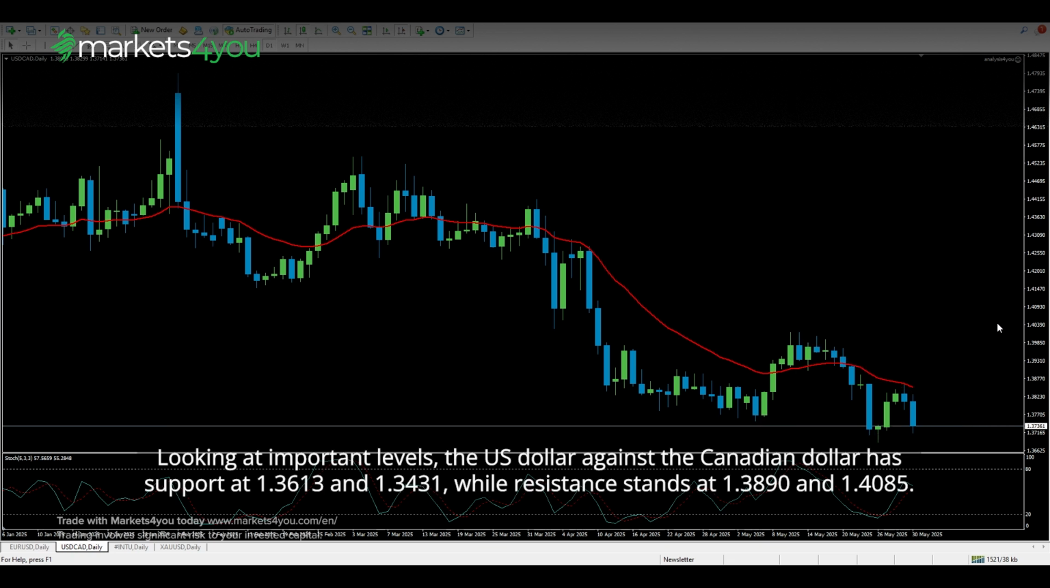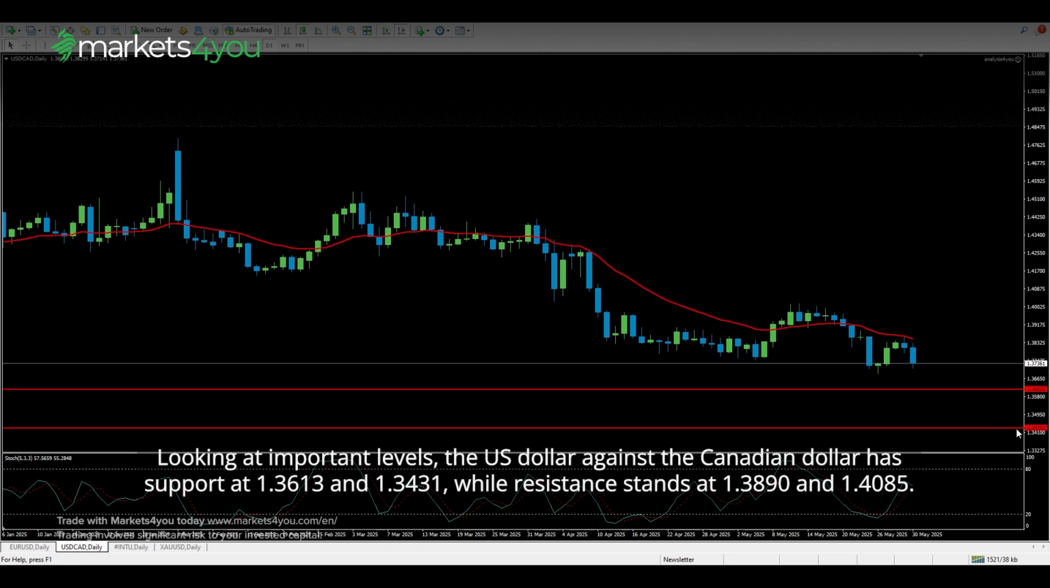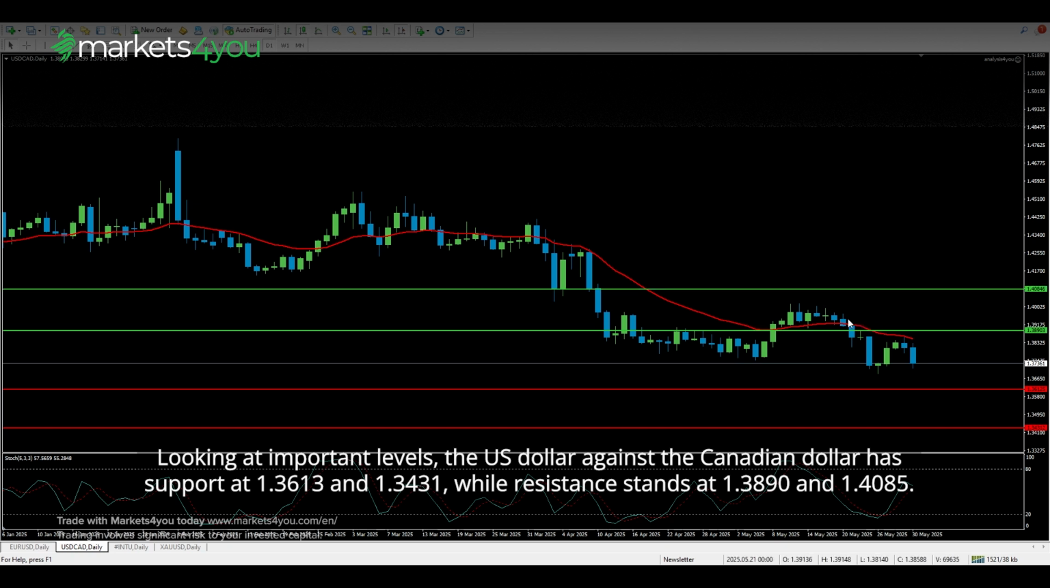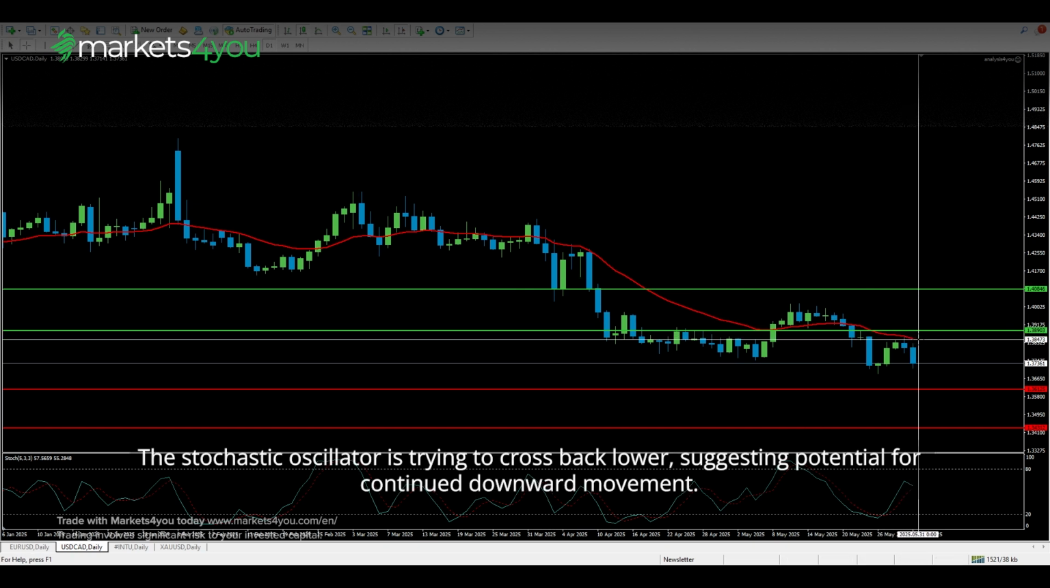Looking at important levels, the US dollar against the Canadian dollar has support at 1.3613 and 1.3431, while resistance stands at 1.3890 and 1.4085. The price is currently trading below the 20-day moving average, the red line, which is acting as dynamic resistance. The stochastic oscillator is trying to cross back lower, suggesting potential for continued downward movement.